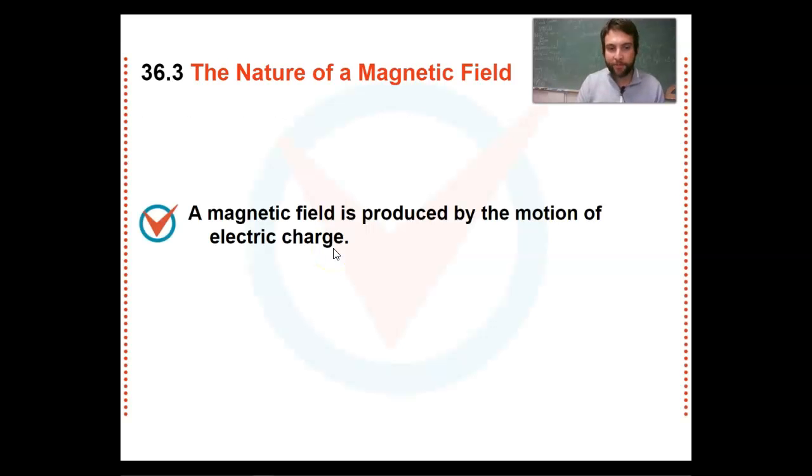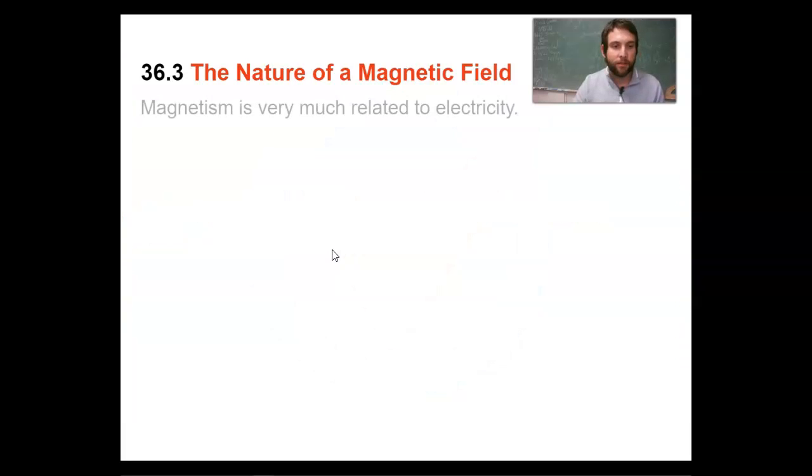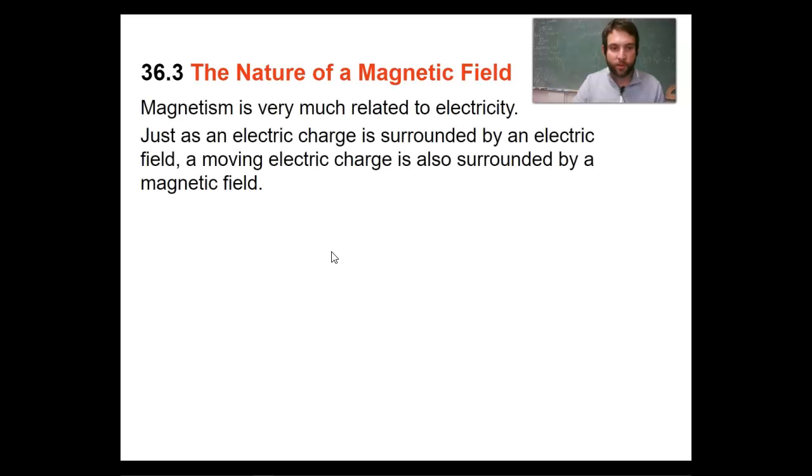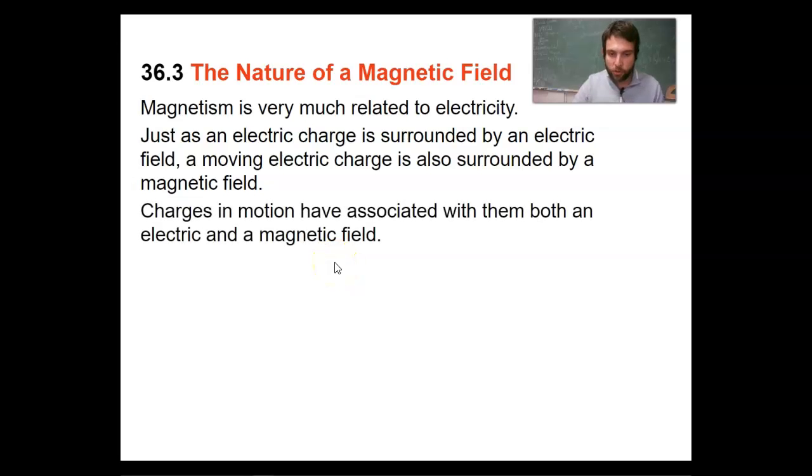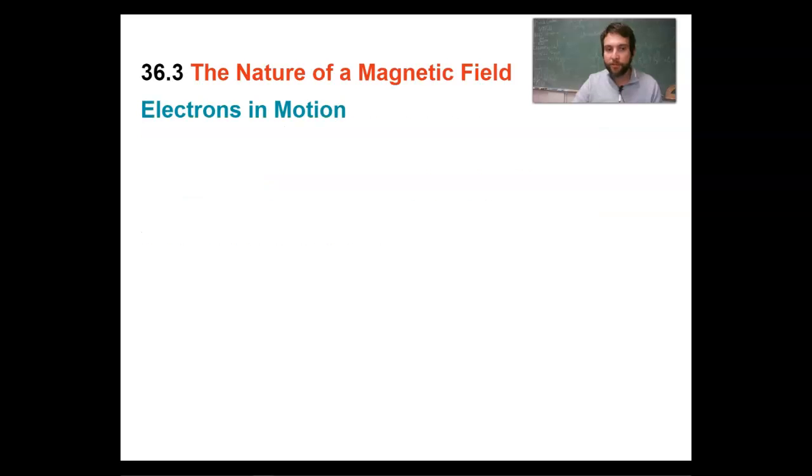The nature of a magnetic field. A magnetic field is produced by the motion of an electric charge. Magnetism is very much related to electricity. Just as an electric charge is surrounded by an electric field, a moving electric charge is also surrounded by a magnetic field. Charges in motion have associated with them both an electric and a magnetic field.